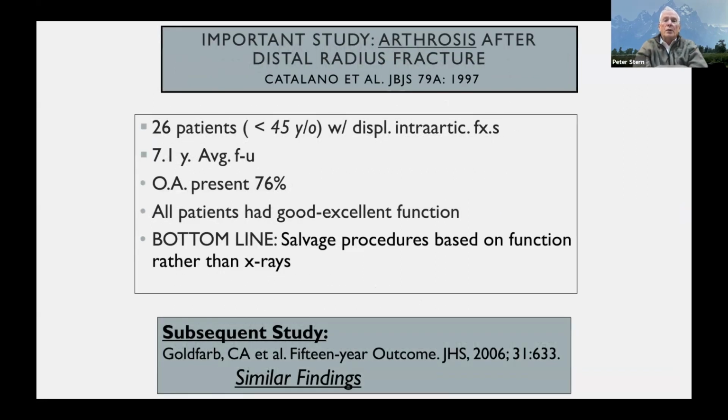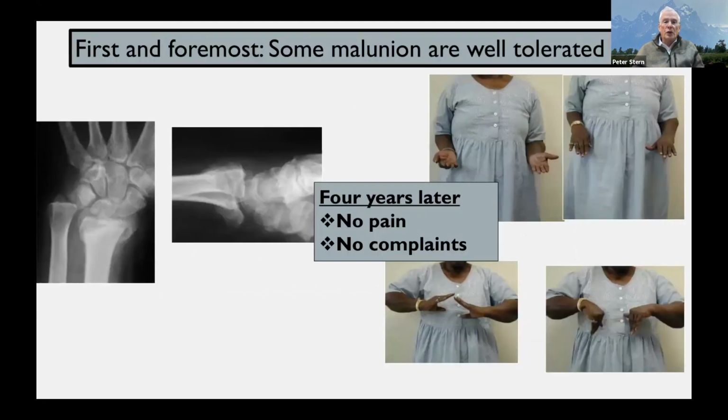This is a study that was already alluded to, Lou Catalano's study. It's a classic that was published in JBJS. A series of young patients that had operations for distal radius fracture. At 7 years follow-up, 3/4 of them had radiographic osteoarthritis, but they were all functioning well. Bottom line being that salvage procedures should be based on function rather than x-rays. There was a subsequent study that Chuck Goldfarb published, 15-year follow-up, similar results.